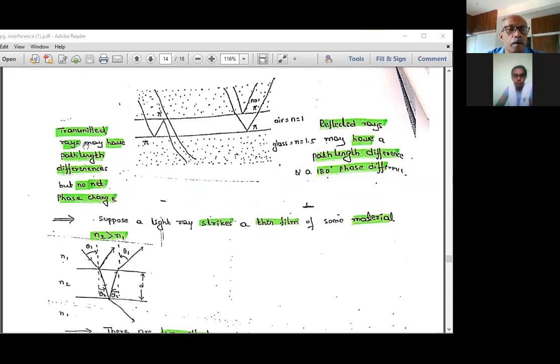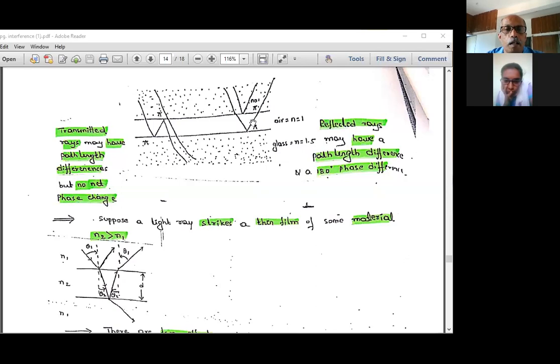The transmitted ray may have a path difference. This is the transmitted ray. This transmitted ray will have a certain path difference, but there is no net change in phase. The phase remains the same. But when it gets reflected, it will have a path difference, and there is a phase change of 180 degrees.